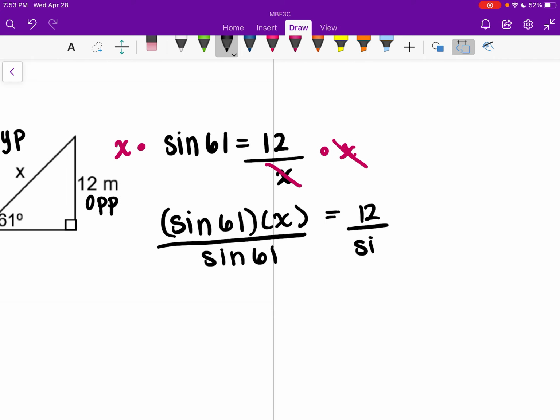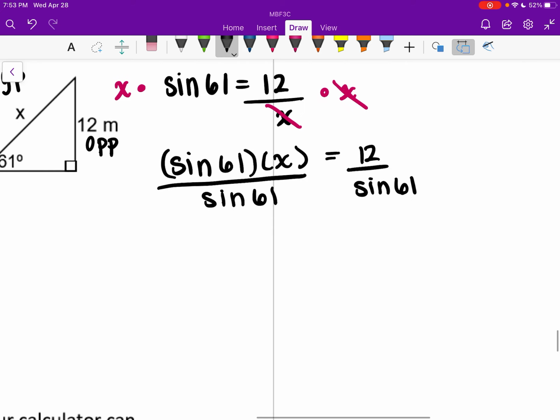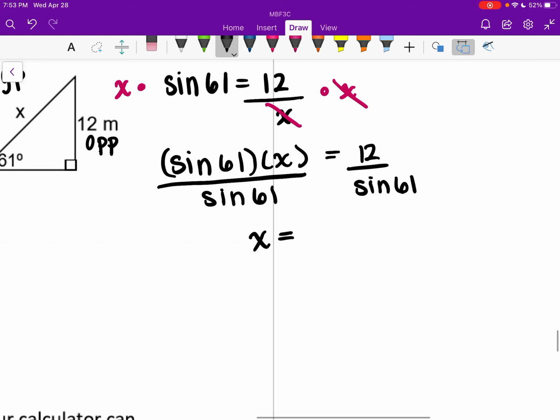Okay, and then I have sine 61 over here. And then I do x, 12 divided by sine 61 is equal to 13.72. So it says again, first decimal place. I'm just going to write that, and it's in meters. So that is my answer.